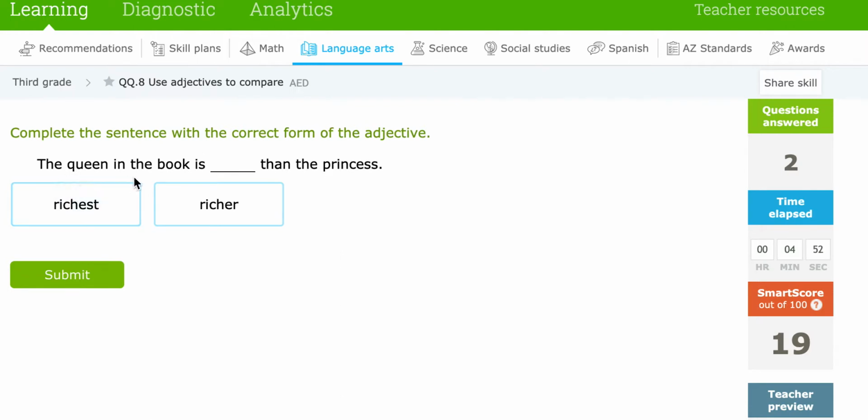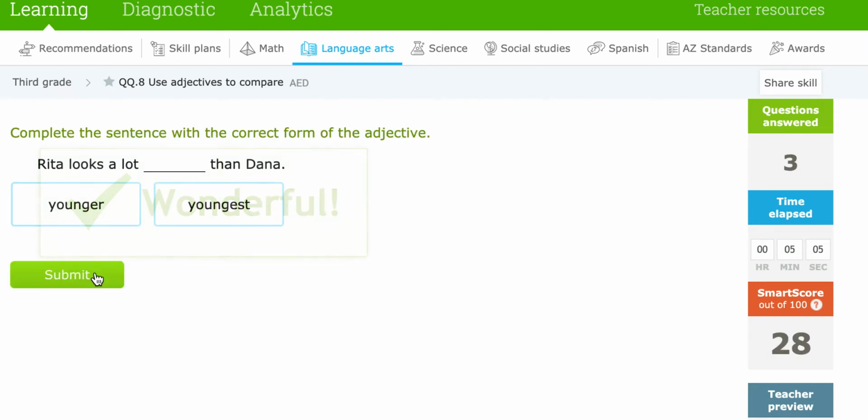So if I say the queen in the book is richest than the princess, that doesn't sound good. But if I said the queen in the book is richer than the princess, that sounds better. So make sure also while you're filling out your problems, you're reading everything through.